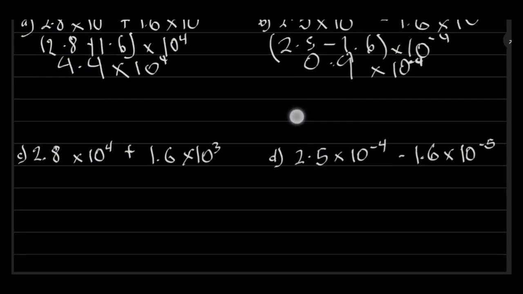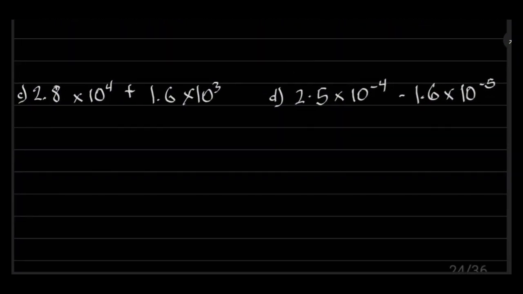But then when you have the powers of 10 to be different, like we have here and here, also in the subsequent question, what you have to do first is convert them to their actual numbers. When you are done, then you convert it back to index form. So that is what we are going to do now.